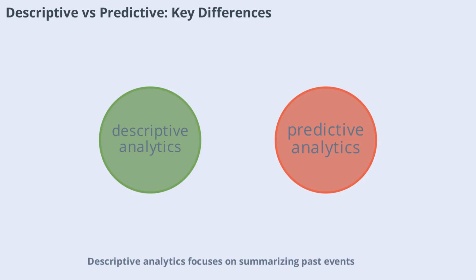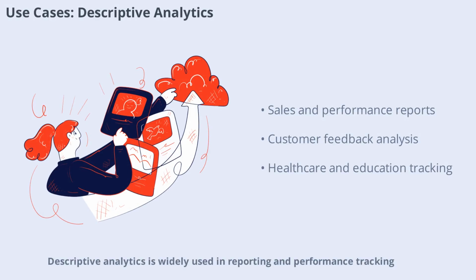Descriptive analytics focuses on summarizing past events, while predictive analytics looks ahead to forecast future outcomes. Descriptive analytics answers what happened and why, whereas predictive analytics answers what could happen next. Both are valuable, but they serve different purposes and require different tools and techniques. Descriptive analytics is widely used in reporting and performance tracking.